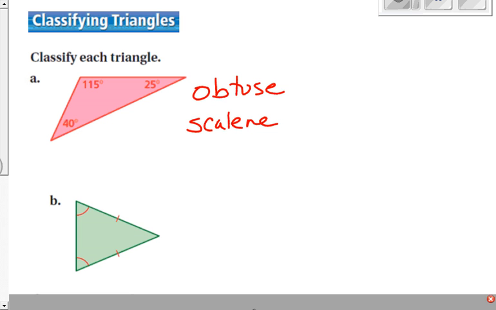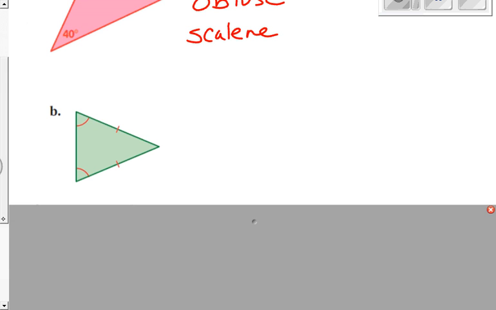Now let's look at our next one. There's no numbers, but they have some important information. First information that we can see is the two red marks that mean those two angles are the same. Those two angles are also acute. Now it doesn't have a third mark on the third angle, so that means not all three are the same. So that means that it's just going to be an acute triangle.